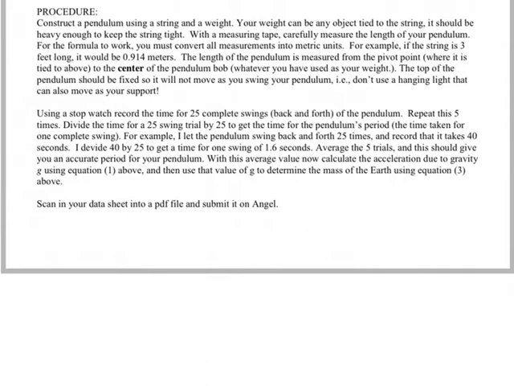Then we're going to record 25 complete swings back and forth. And we're going to repeat it 5 times. We're going to get an average period that way, and we're going to use it in our calculations. Of course, in the end, we're going to scan it into a PDF and submit it on Angel.